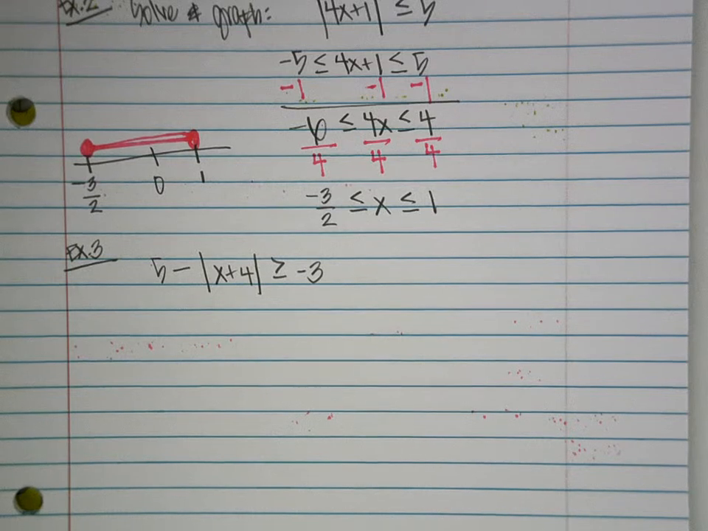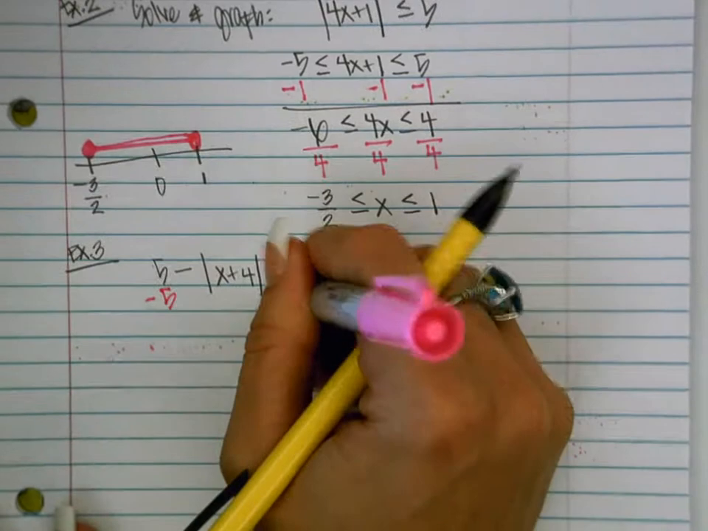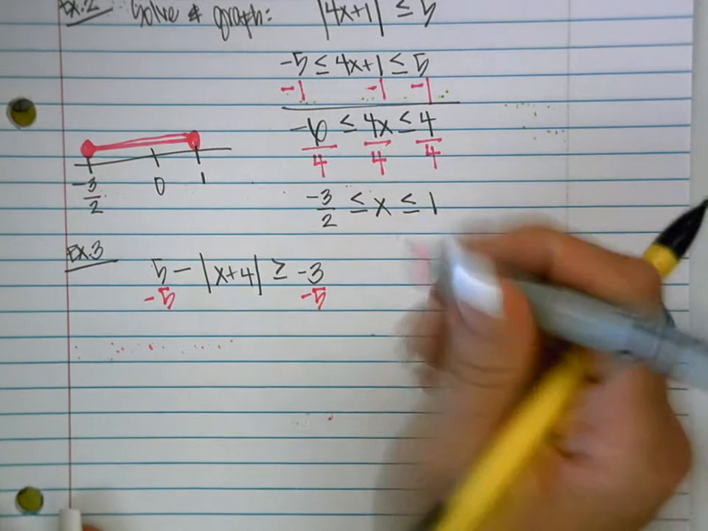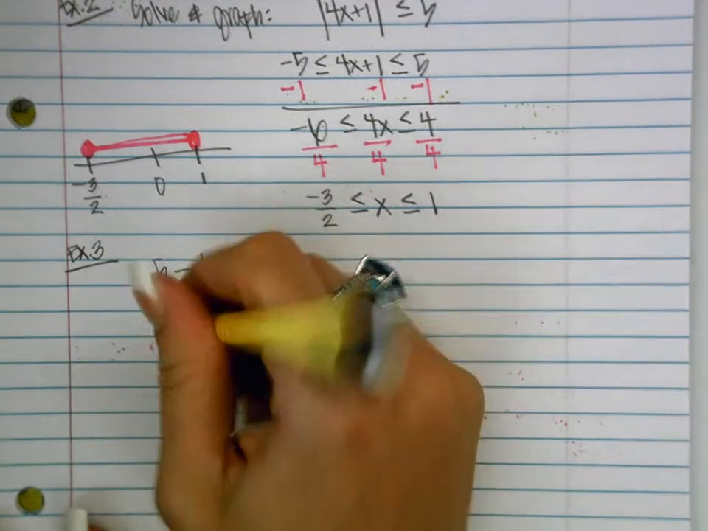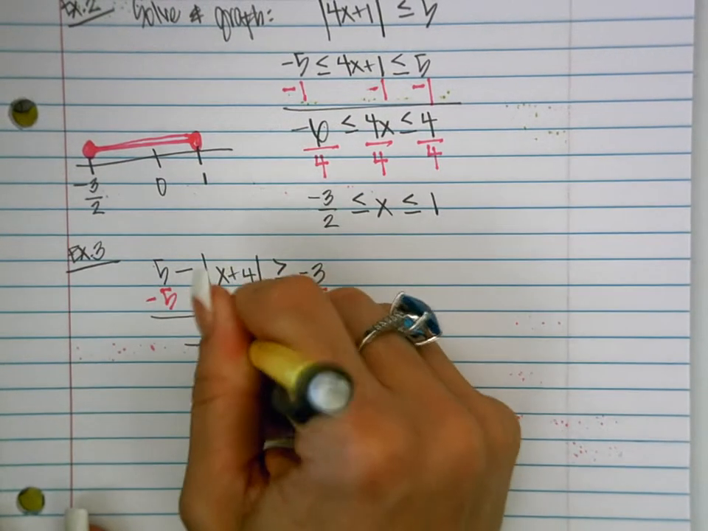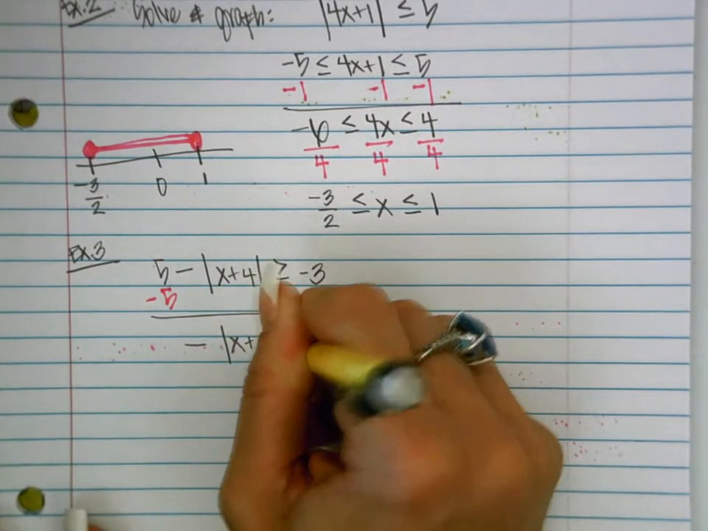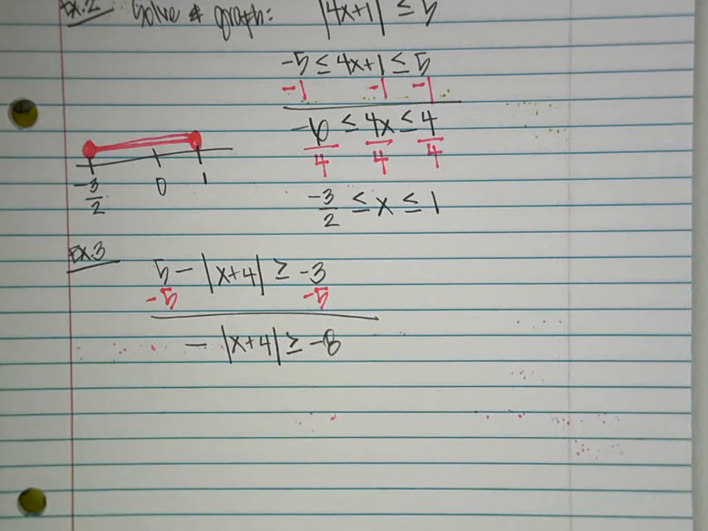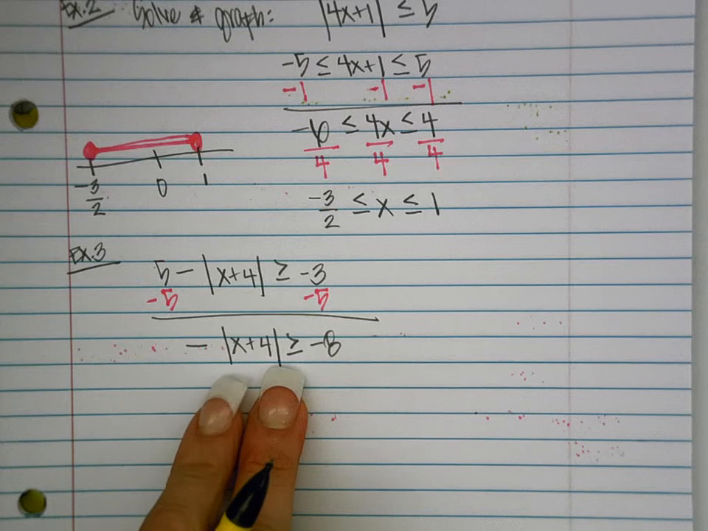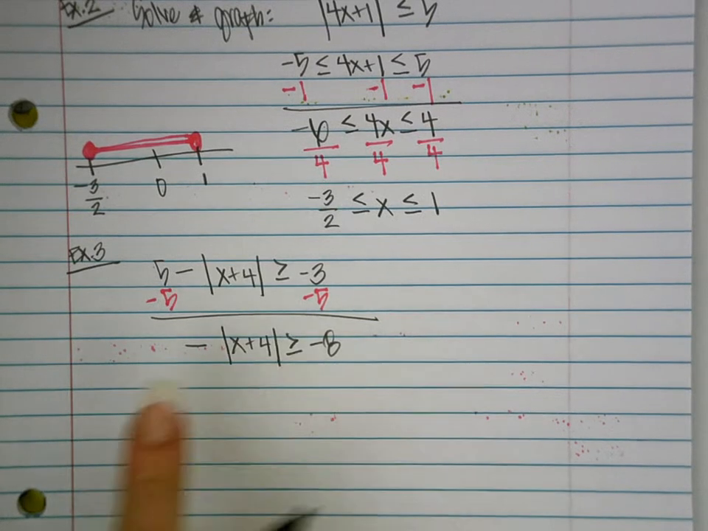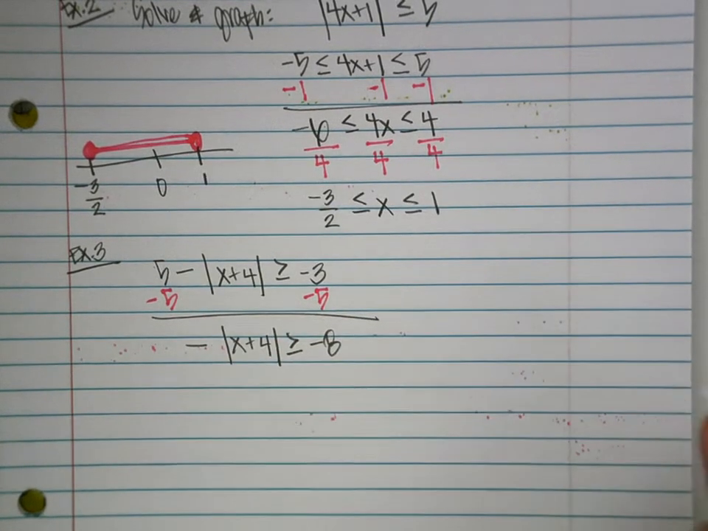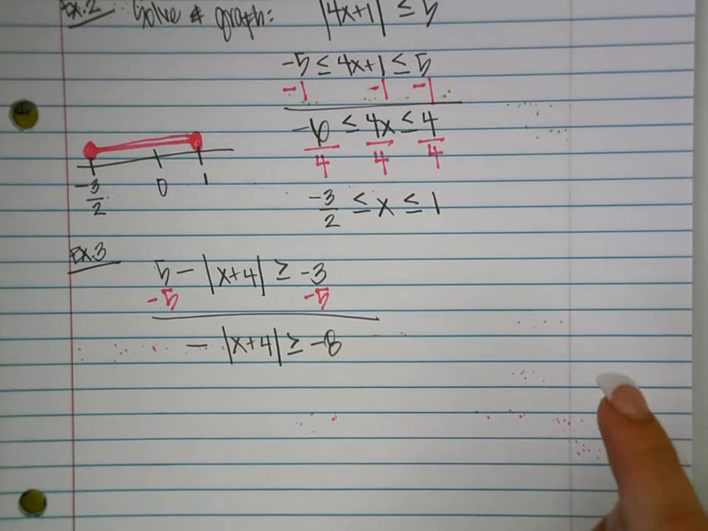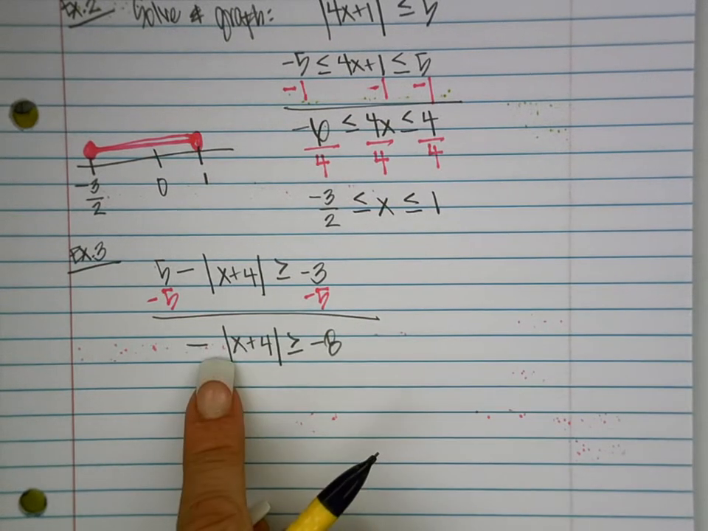Any ideas? Where do you think we start? Subtract the 5, exactly. So start by moving the 5. You subtract the 5, that gives you negative absolute value of x plus 4 is greater than or equal to negative 8. Please be careful in your handwriting that you make these absolute values, not parentheses. Okay, this negative does not distribute through. That's a mistake that a lot of people will make. How is that negative actually attached to the absolute value bars?